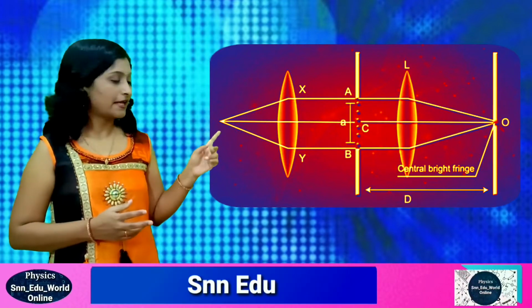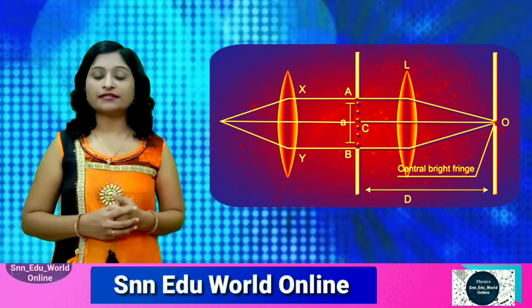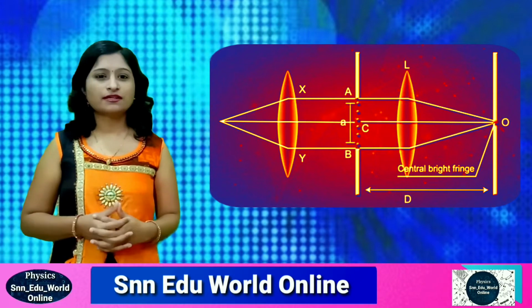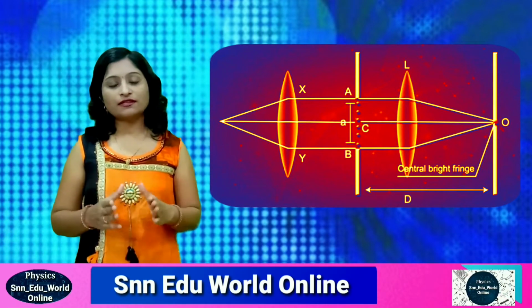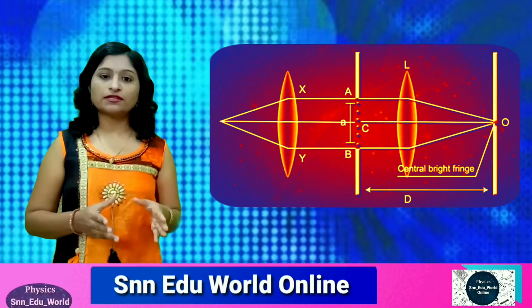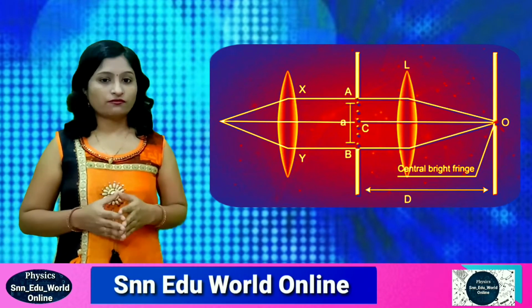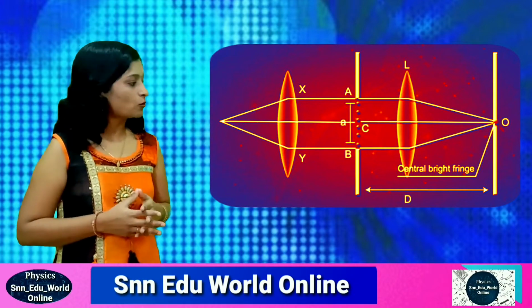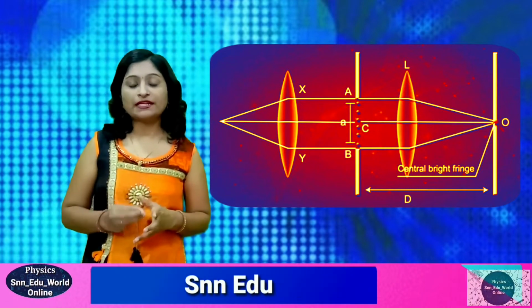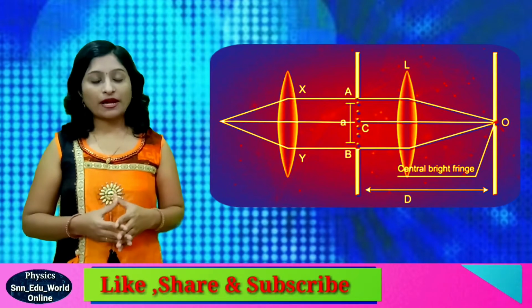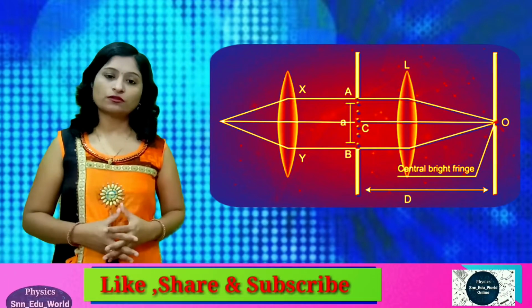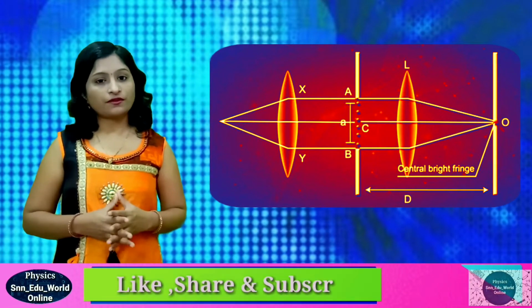The second lens L is kept at the right hand side, in between the slit and the screen, and we will get on the screen the diffraction pattern with the central bright fringe. The central point O represents the bright fringe. Here again we are getting alternate dark and bright patterns, but these patterns are due to the diffraction of light.